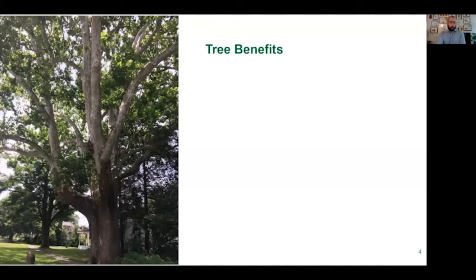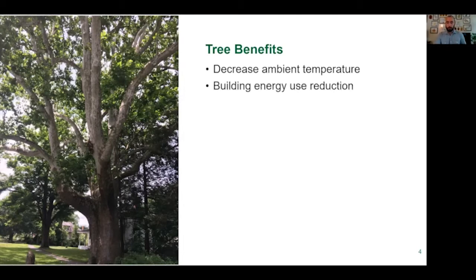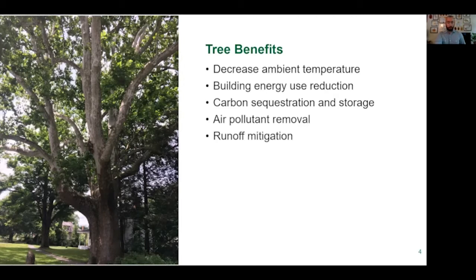All right, so to start us off, why study trees at all? I'm sure I'm preaching to the choir here today, but trees serve a lot of benefits in urban areas. They can decrease ambient temperature through evapotranspirative cooling, building energy use reduction, carbon sequestration, and storage, all three of which are only going to become more important as our climate changes. They remove air pollutants and can mitigate stormwater runoff and raise property values where they're planted. Less tangibly and quantifiably, they also have huge aesthetic and cultural value.